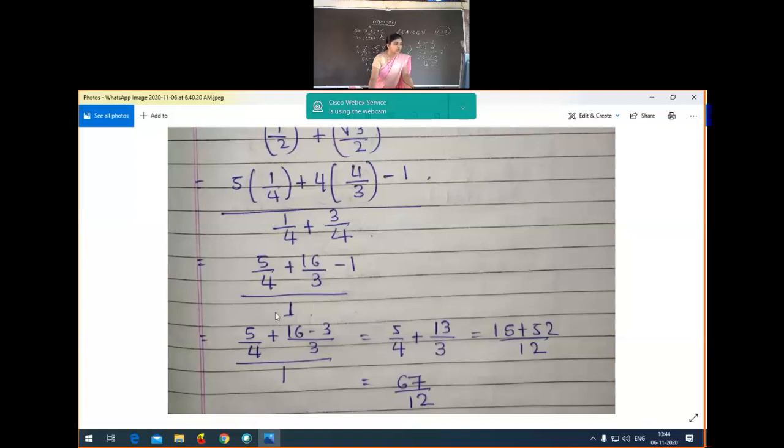Okay. So next, 5 by 4 plus, here we can group this by taking the LCM, 16 minus 3 divided by 3, which is equal to 13 by 3. We can neglect the denominator 1. Now 5 by 4 plus 13 by 3. So the LCM of 4 and 3 is 12. Then after simplification you will get 15 plus 52, so the final answer is 67 divided by 12. Here we directly got the answer after the simplification, so no need to apply rationalization of the denominator.